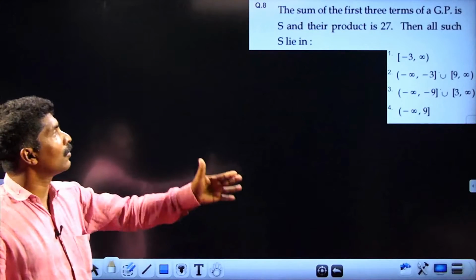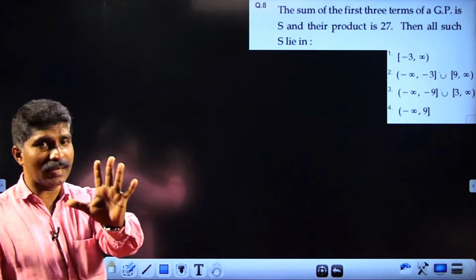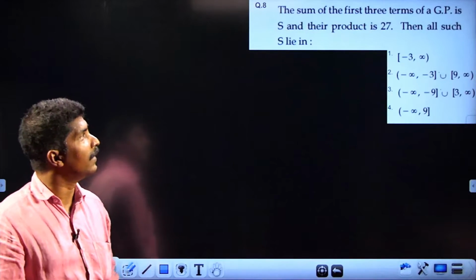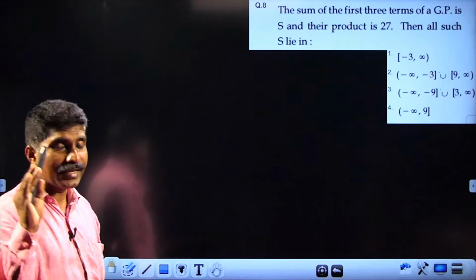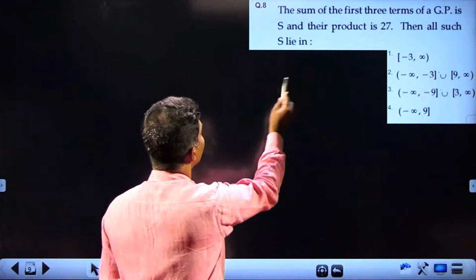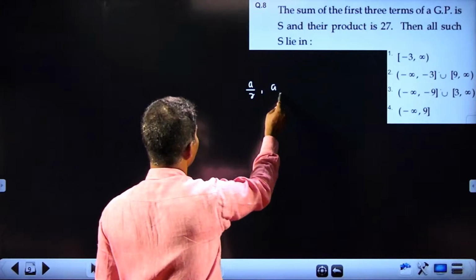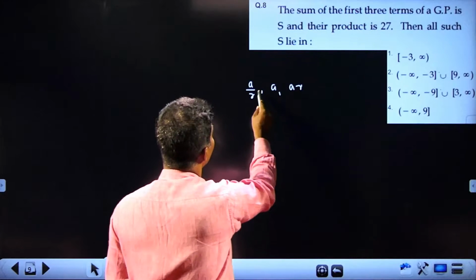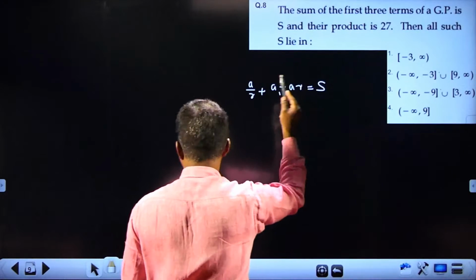So, we shall go to question number 8. The sum of the first 3 terms of the GP is S and their product is 27. Then all such S lie in. So here, we need 3 terms of GP. What are the 3 terms of GP? A by R, A and AR. And their sum is equal to S. So this plus this is equal to S.